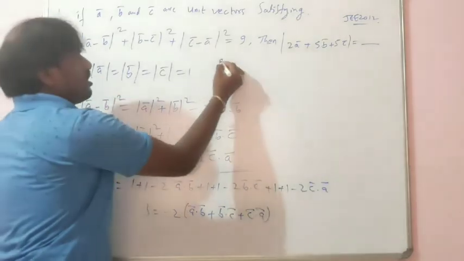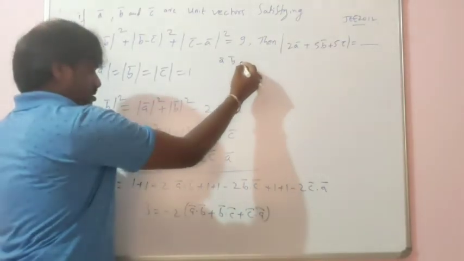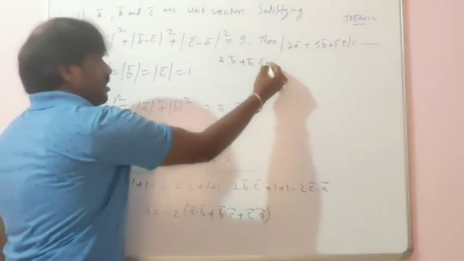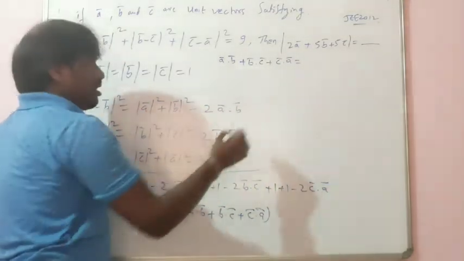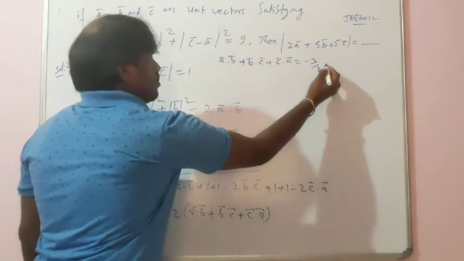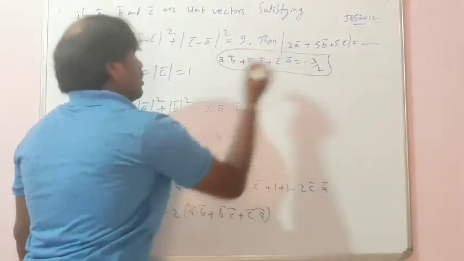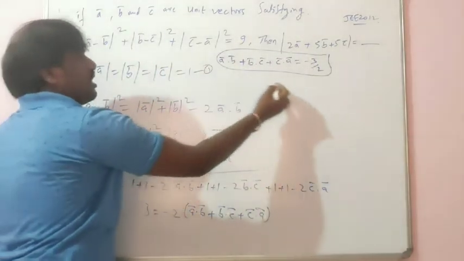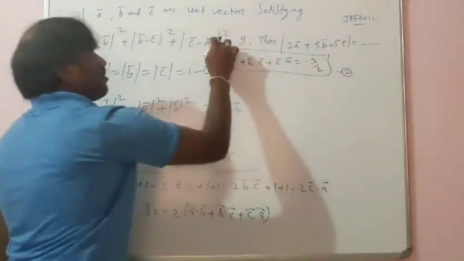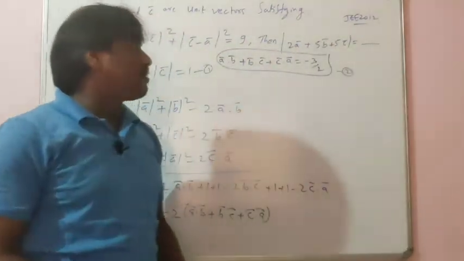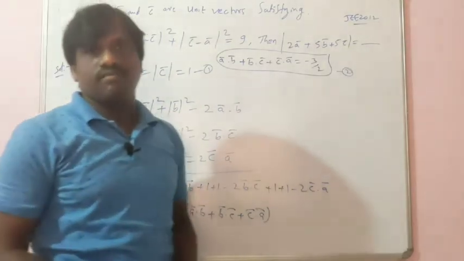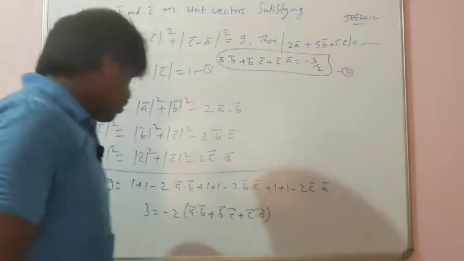So what I got here is A dot B plus B dot C plus C dot A is equal to minus 3 by 2. This will be useful somewhere, and this is what we have. Actually what you have to find is the modulus of 2A vector plus 5B vector plus 5C vector, correct? So how to find this one?